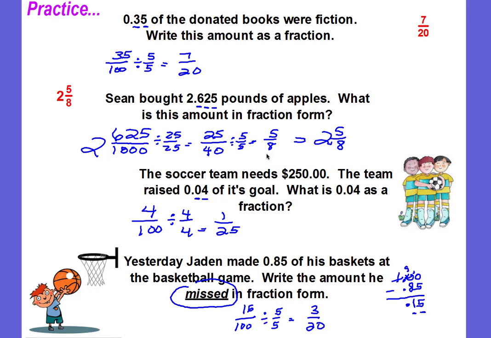You can just divide. I did by 25. You could divide by 5, but you would have to keep dividing more and more, and that's fine, it's doable. But 2 and 5/8 is the answer.